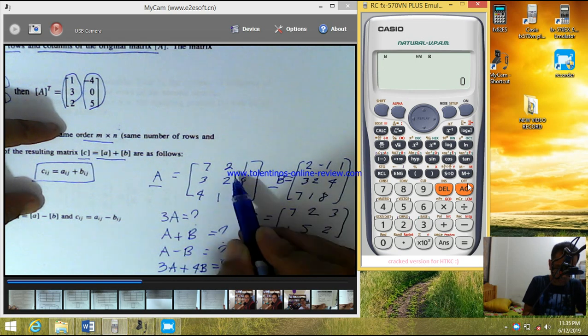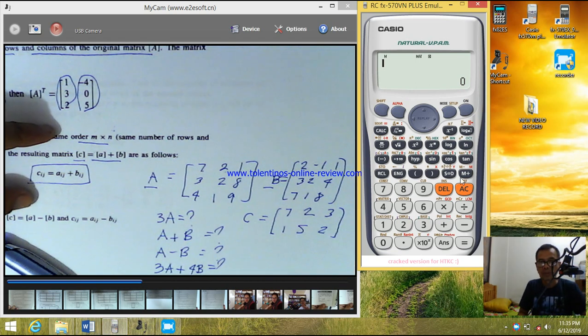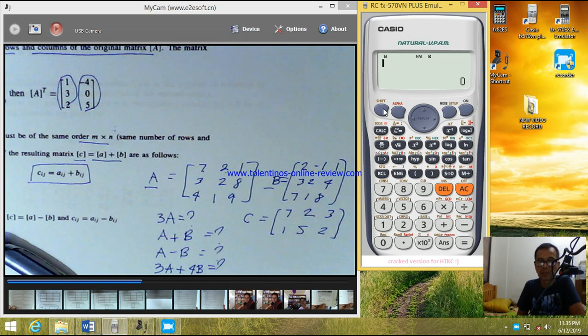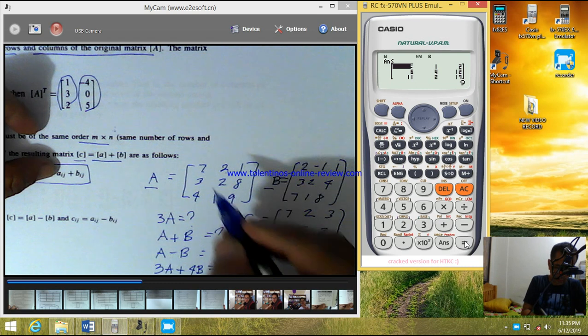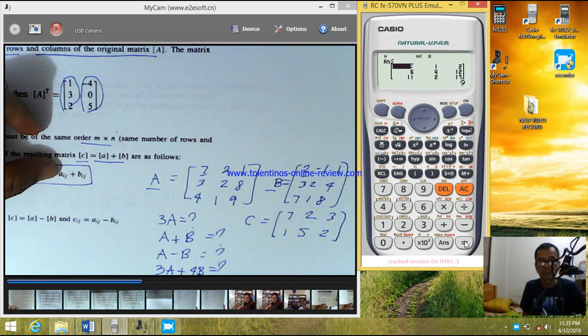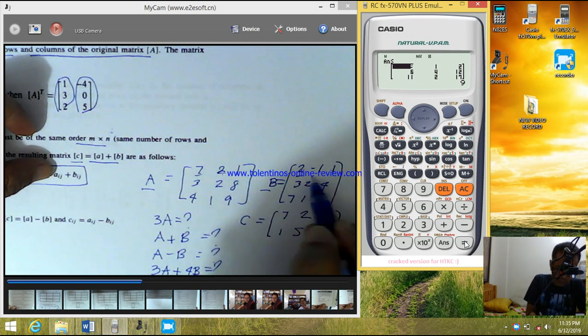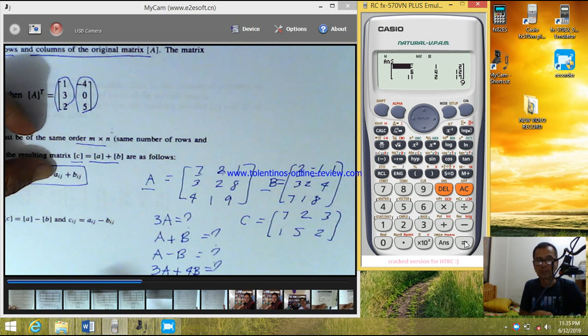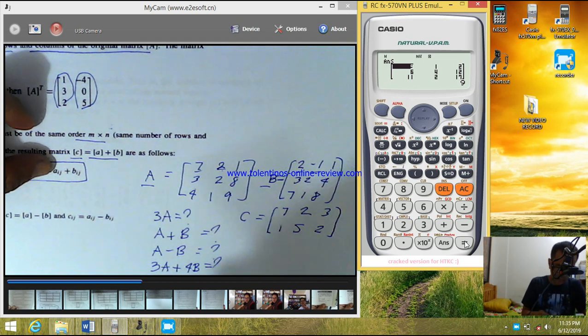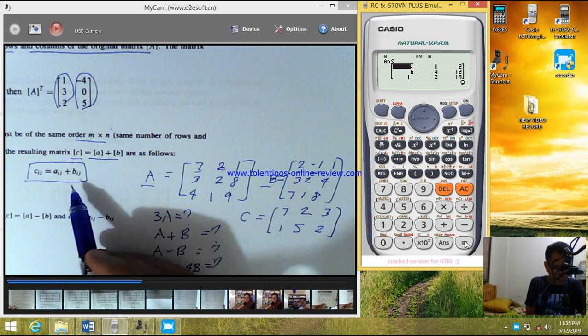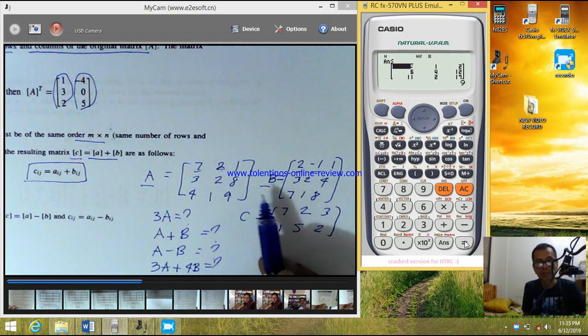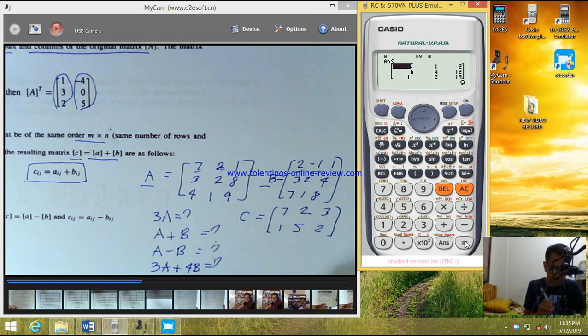7 plus 2, 9. 2 plus minus 1, 1. So, verify na lang natin ang calculator. Shift 4, 3, plus shift 4. Hanapin mo yung number 4. Add. So, look. 7 plus 2, diba 9 yun. 2 plus minus 1, diba 1. And so on. Okay, so ang pwede mo lang i-add pareho ng order. Pag hindi siya pareho ng order, undefined siya.